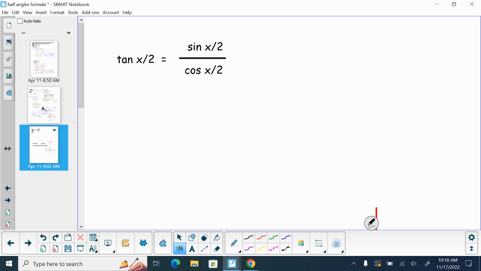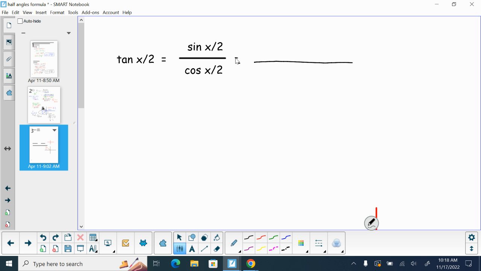All right, tangent half x can be defined just as sine over cosine, sine half x over cosine half x. So we're going back just to our basic definition of tangent. Tangent of A is equal to sine A over cosine A. Well, tangent x over 2 is equal to sine x over 2 divided by cosine x over 2.